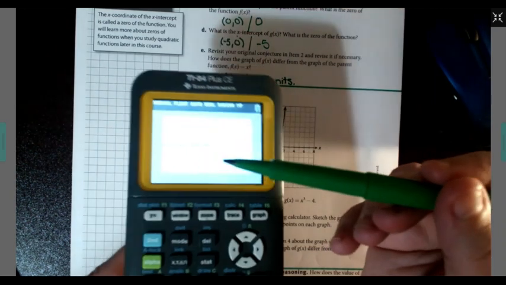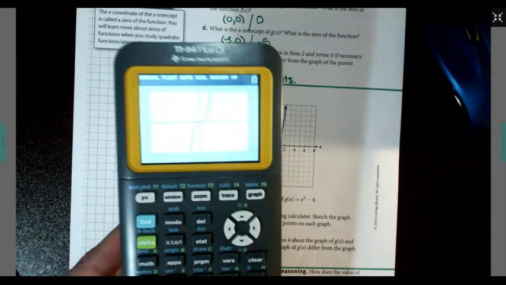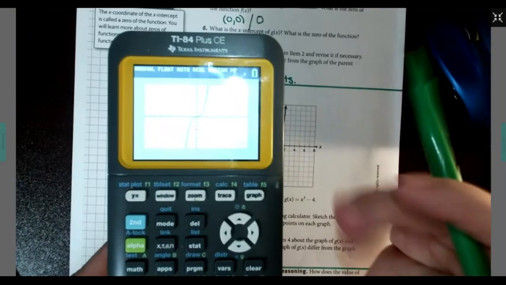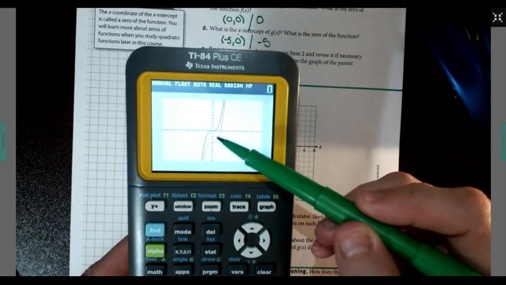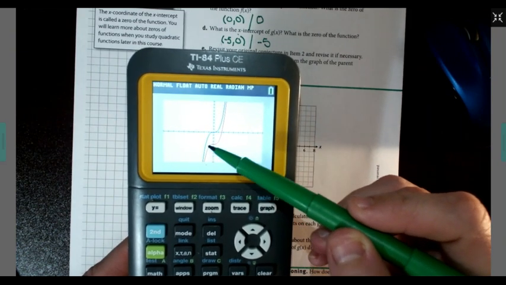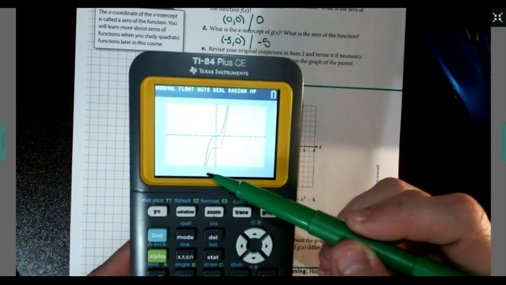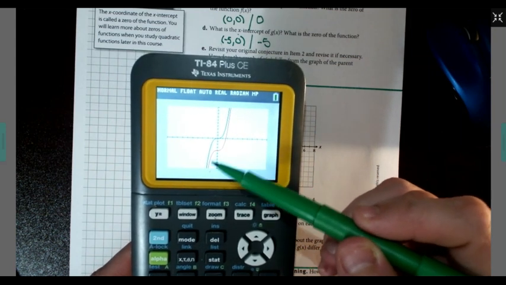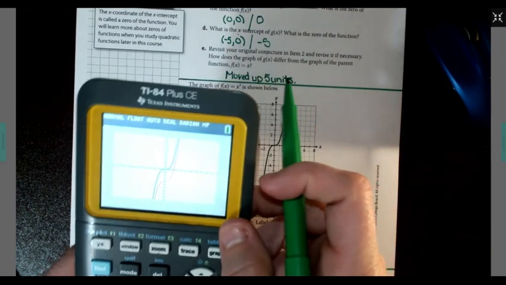We have, hold on, I'm trying to get the light on here. Okay, we have a blue line. See the blue line? That was the original line. And then I have a lighter colored line. And as it looks, it did actually shift down a couple of units, it looks like.